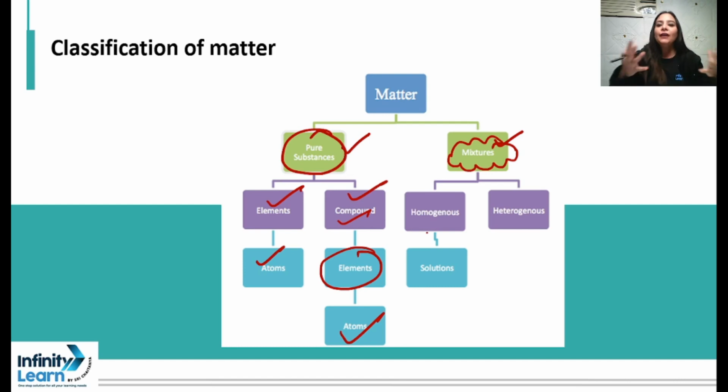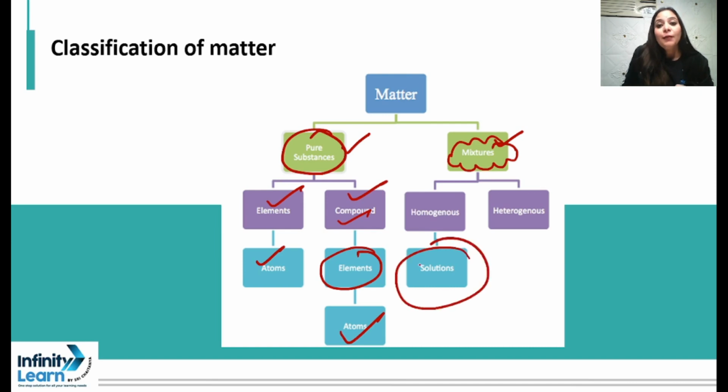I hope you all relish eating the khatta mita mixture that you get in the market from Haldiram. So it is a mixture because it contains nuts, it contains peanuts, it contains some bhujia sort of thing in it. So everything is just mixed up, but they are not chemically combined. So that is a mixture, right?